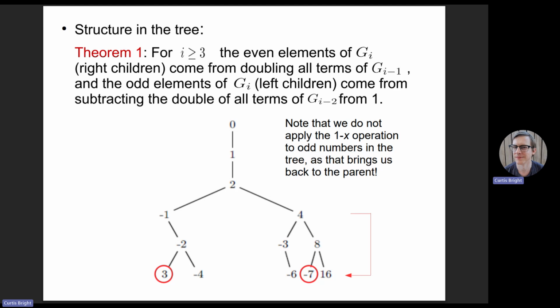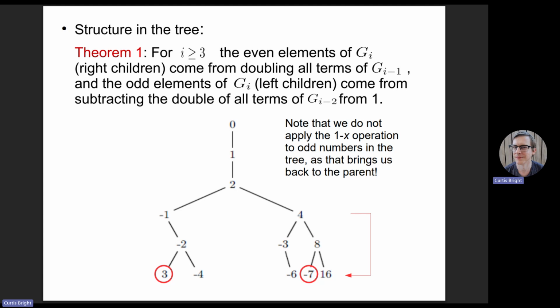And notice that we never apply the 1 minus x operation to any of the odd numbers. Let me try this one more time. Yeah, there we are. So you can see that, for example, here, if we did 1 minus minus 3, there's no child here because that would just take us back to the parent 4. So we never include, you can see all these numbers are unique. We don't include these doubles so that the right children always have 2 children, but the left children in a tree only have a right child.